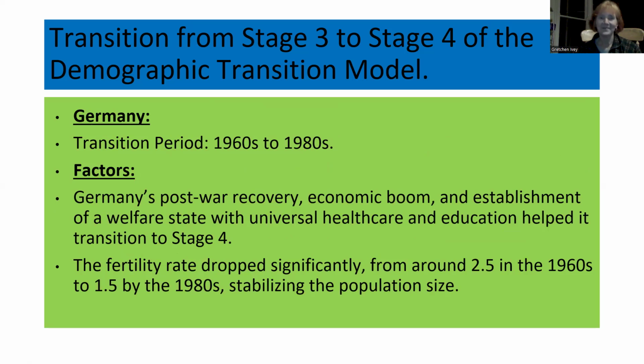Germany. So they did this phase from the 1960s to the 1980s. So Germany's post-war recovery, economic boom, and establishment of a welfare state with universal health care and education helped it transition to stage 4. The fertility rate dropped significantly from about 2.5 in the 1960s to 1.5 by the 1980s, stabilizing the population size.